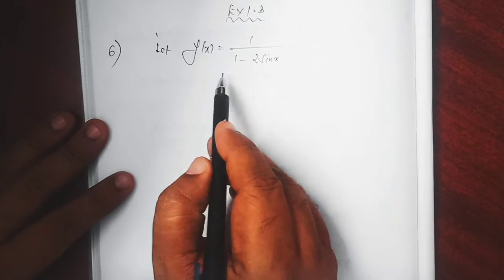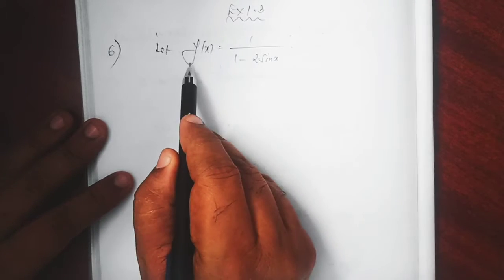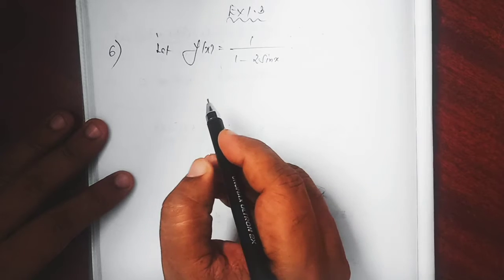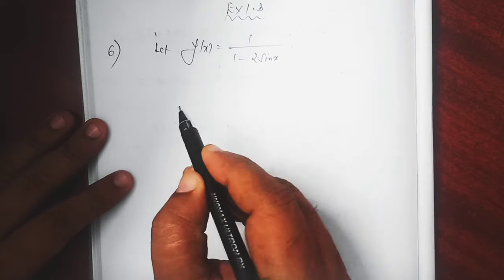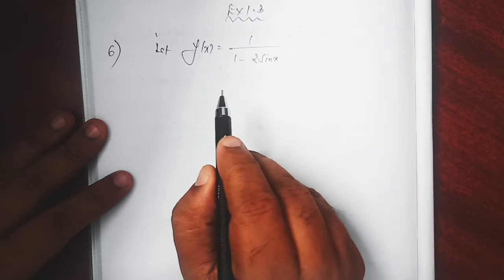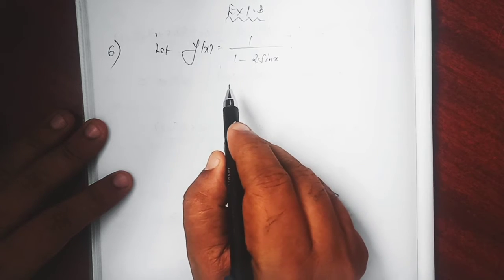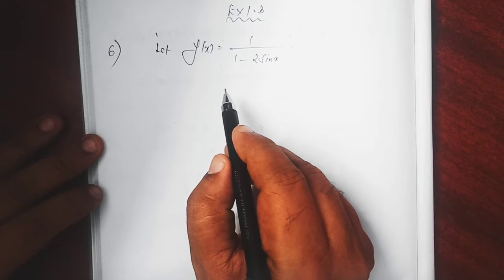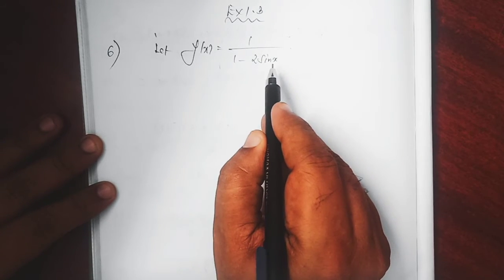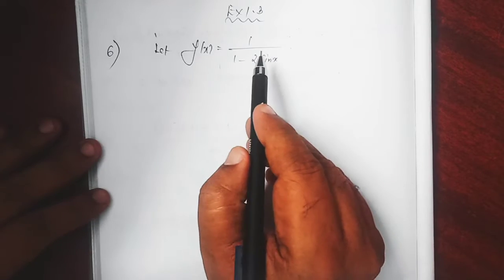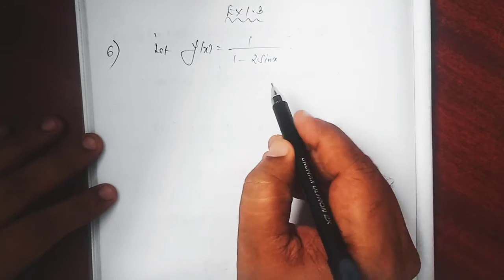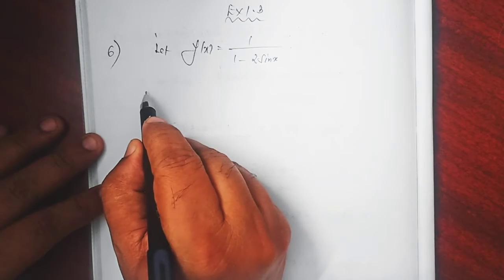Here is the question. I consider the given function as f of x. You are asked to find out the domain. The domain means set of all values of x for which the function is defined. Suppose the denominator becomes 0, the function will be undefined. You know very well, anything by 0 is undefined, right? So how to find the values of x?